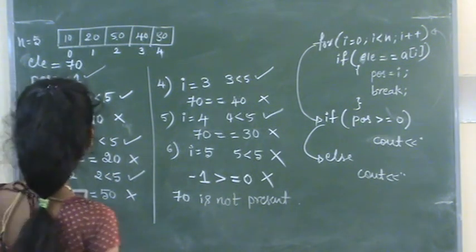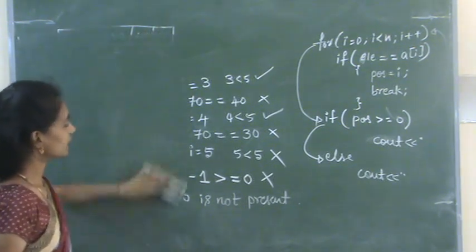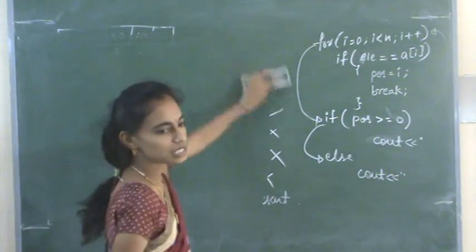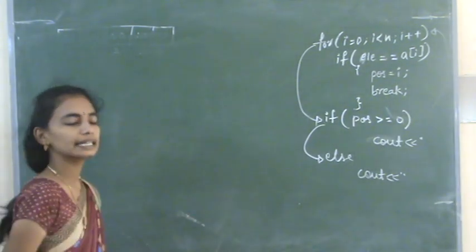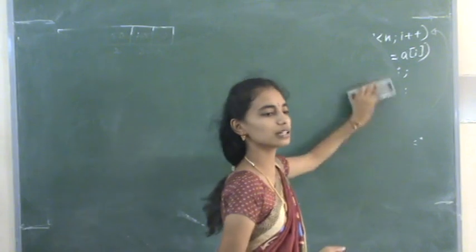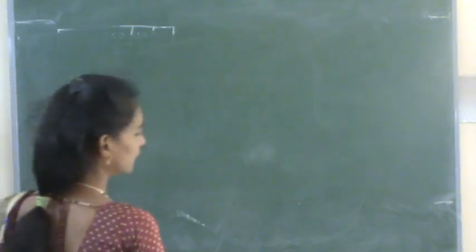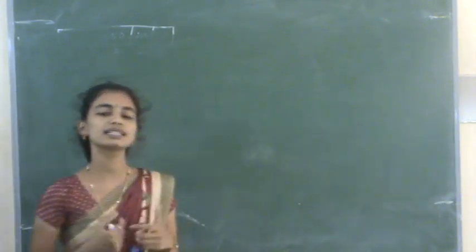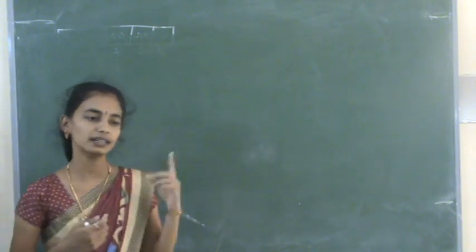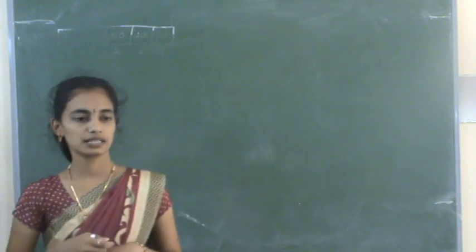I told in the last class we have two types of searching methods. One is linear search, another one is binary search. So this linear search works for both sorted and unsorted array. But the binary search method works only for the sorted array. Okay, so it will not work for the unsorted array. Compared to the linear search method, the binary search method is more efficient. Okay, so it will work faster than the linear search method.